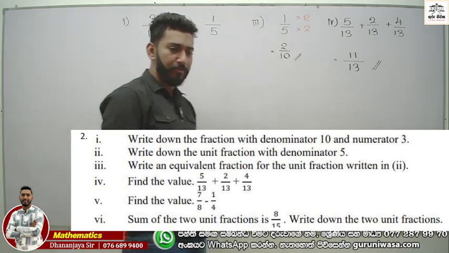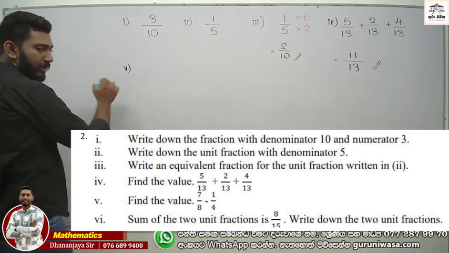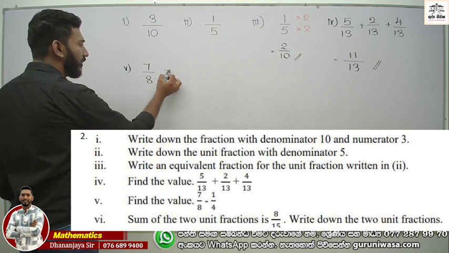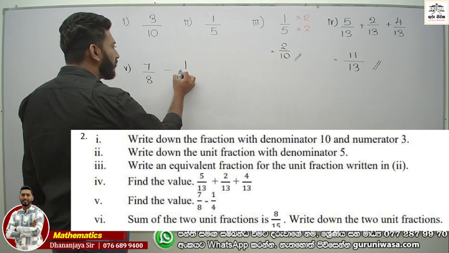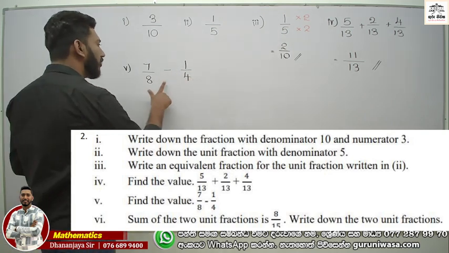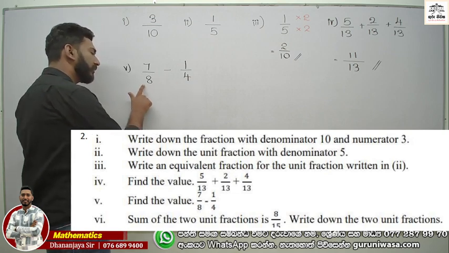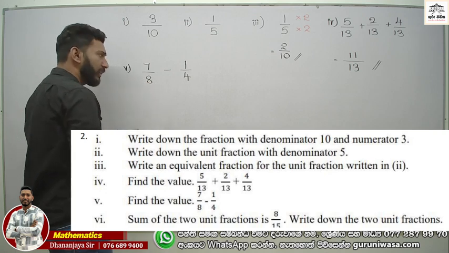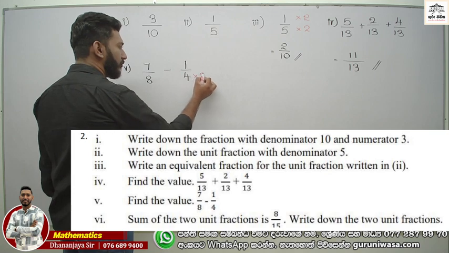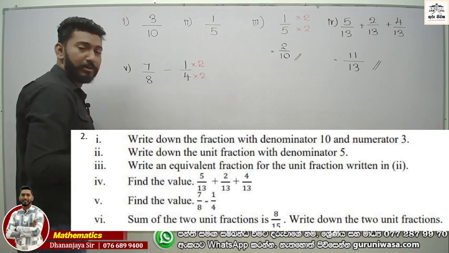Right. Now find the value. Look at the fifth one. This one is very important. 7 over 8 minus 1 over 4. In this situation, there are different denominators. This is 8, this is 4, and this is the greatest number. Then 4 we can write as 8. You have to multiply by 2. Numerator and denominator, you can multiply both.